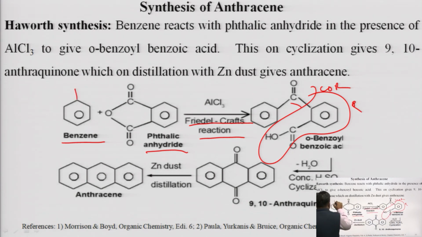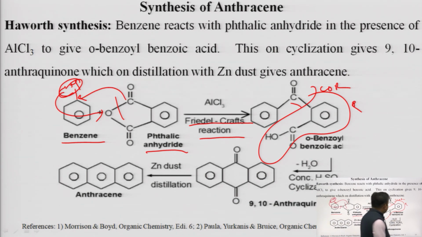Again I am telling you, this carbon is having 1 hydrogen. So again this bond will be broken, this bond will be broken. After that, this carbon will attack on that carbon. The hydrogen will come out, and this will be added to this oxygen. So because of that, we are getting ortho-benzoyl benzoic acid.